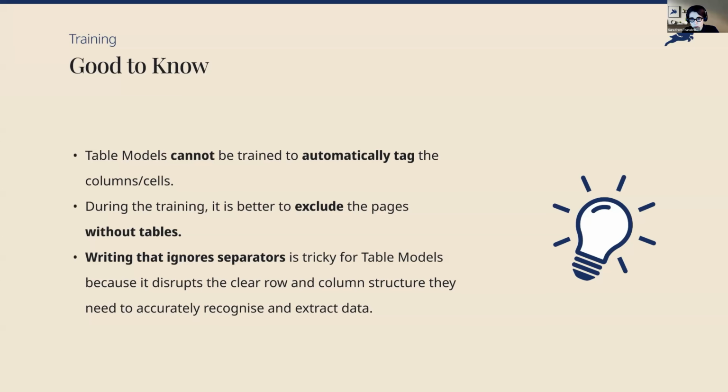So if in your ground truth document you also have blank pages or pages without tables, it's better not to select them for the training. And writing that ignores separators is tricky for table models because it disrupts the clear row and column structure they need to accurately recognize and extract data.